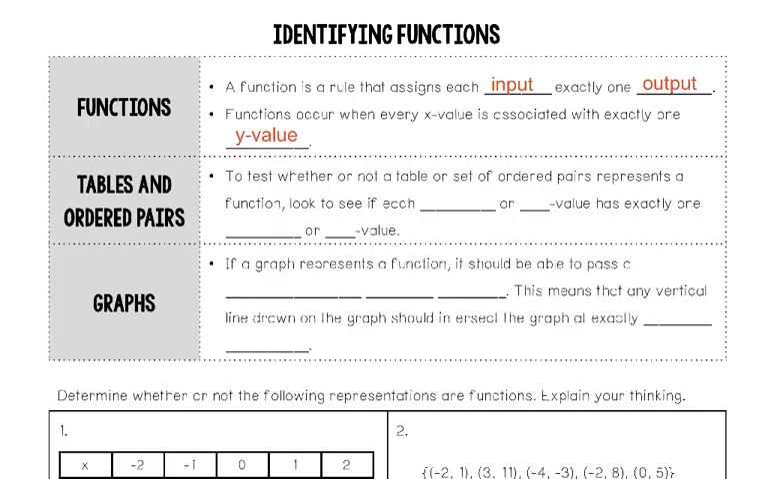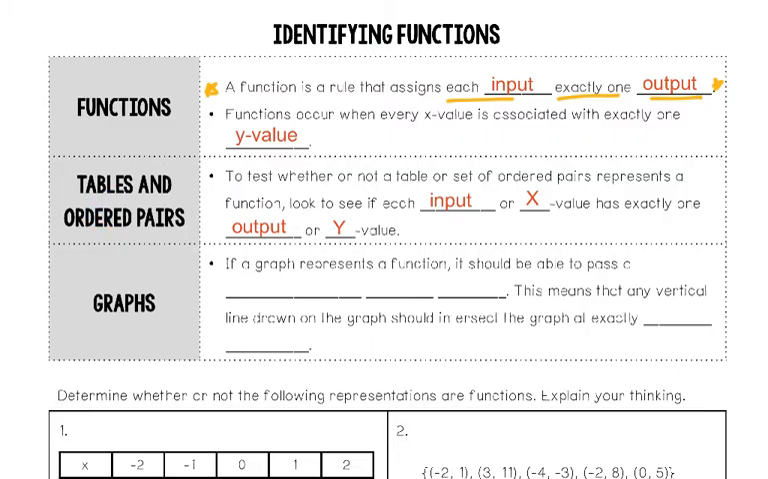A function is a special type of relation. And there's one big rule you need to know about functions. This is the rule. In a function, every input has to have exactly one output. In other words, every x value needs to have exactly one y. If an x value has more than one y value, it's not a function. So that's all we're doing today, identifying functions.